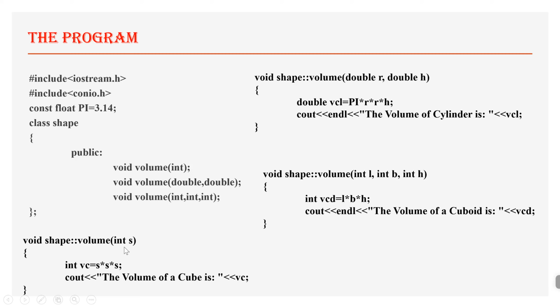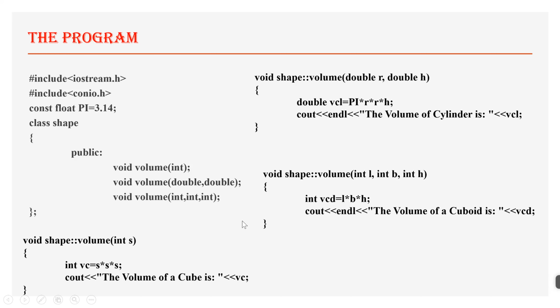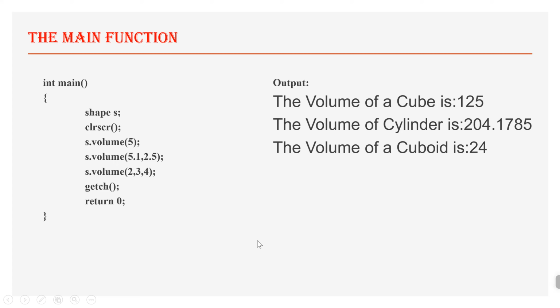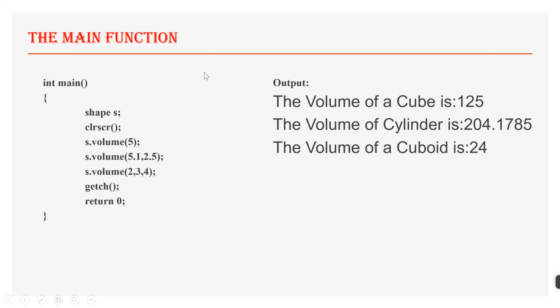So the argument 5 will be taken by S. So VC becomes 5 into 5 into 5. 5 into 5 is 25. 25 into 5, that is 125. So the output, the volume of the cube is 125. So out of the three functions, this is a suitable function to execute for this particular statement.